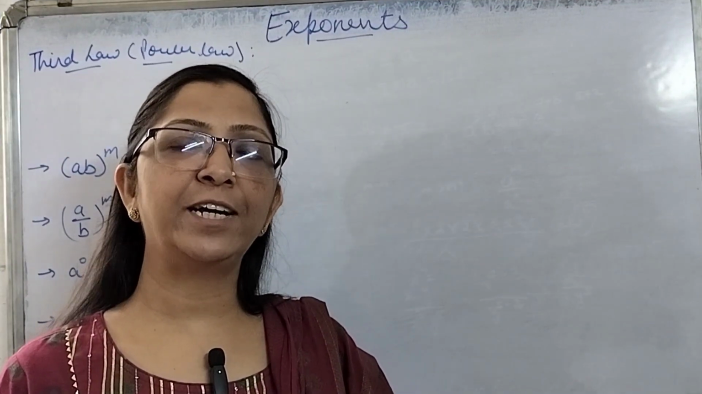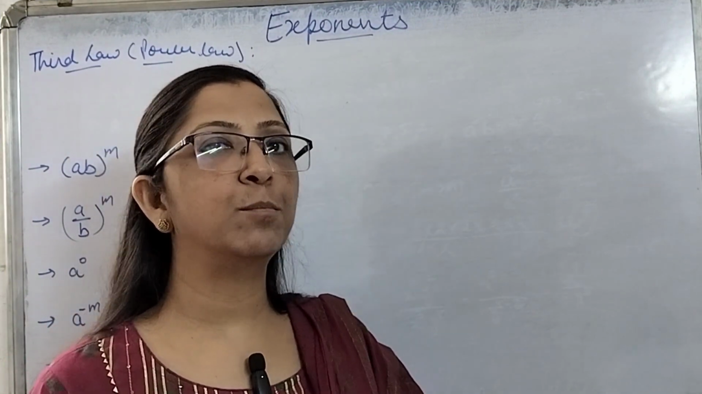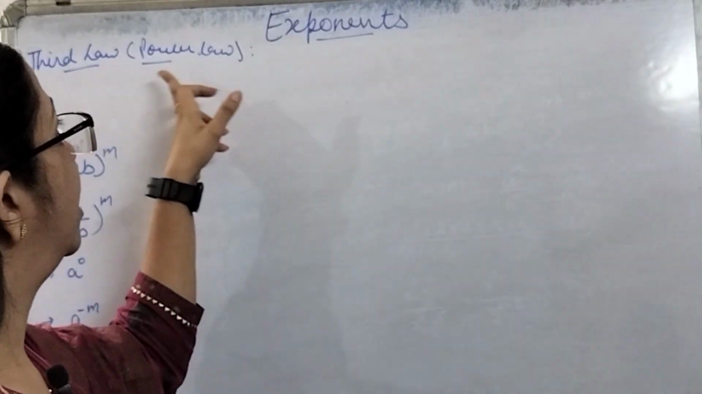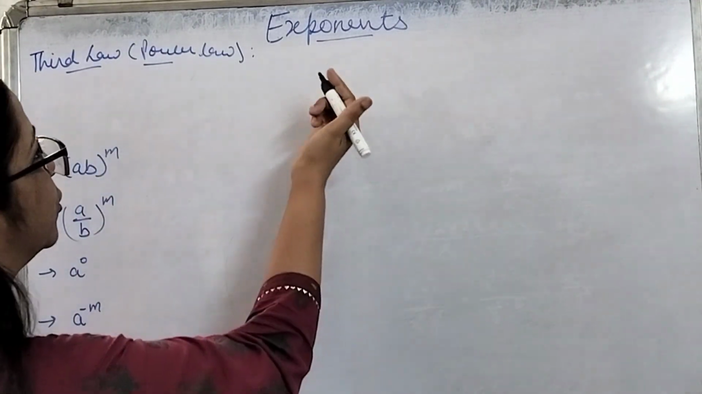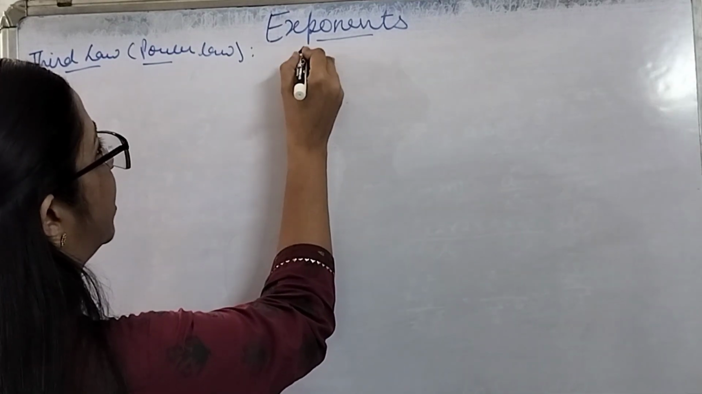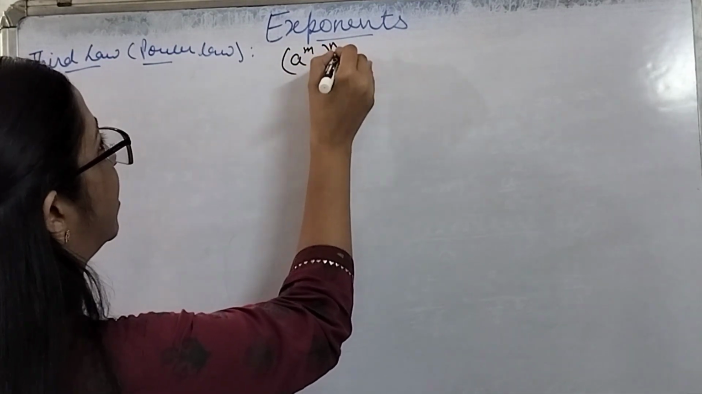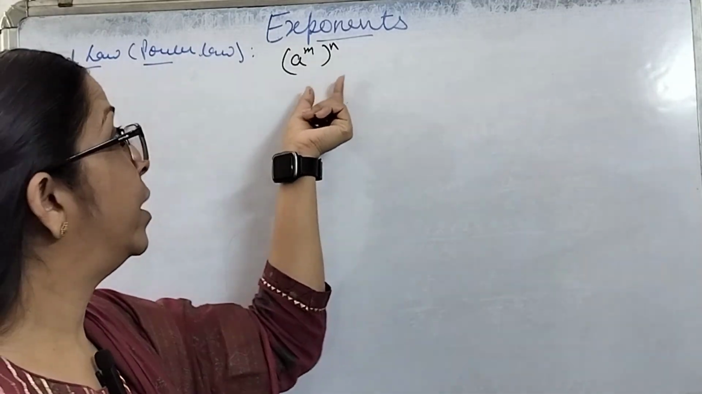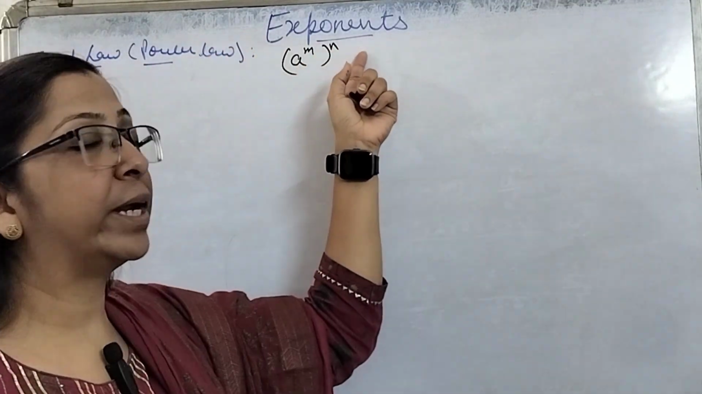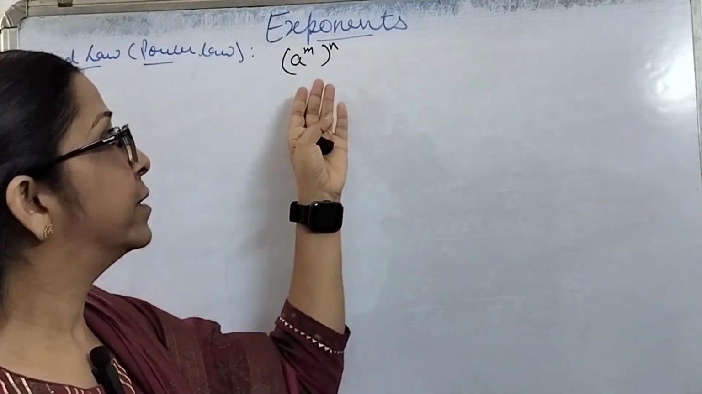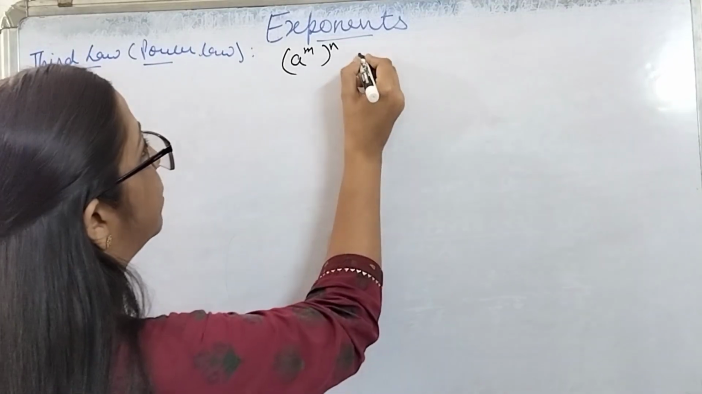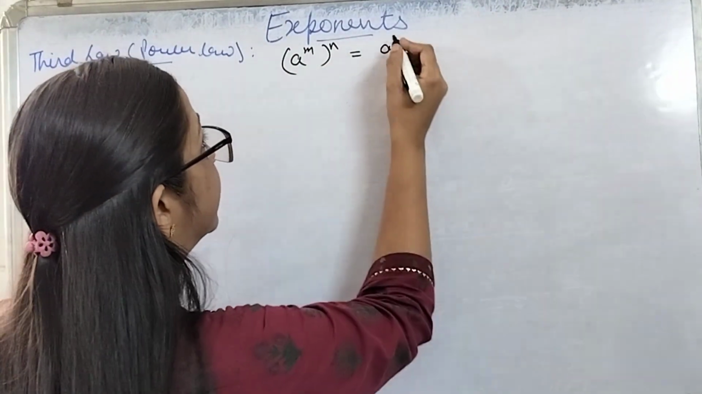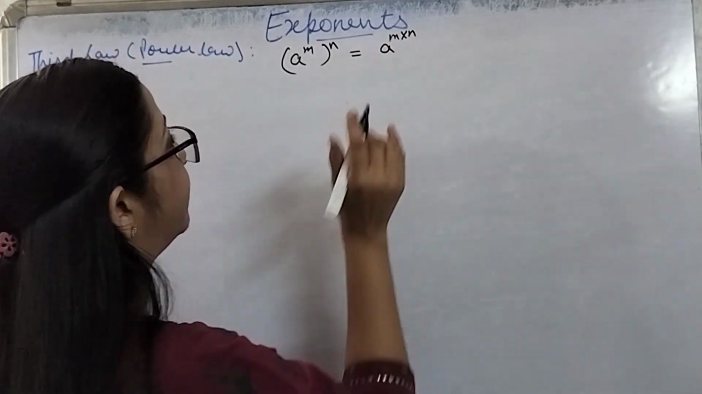After learning the product and the quotient law, let's understand some more laws related to exponents. So the third law is the power law. According to the power law, suppose there is a number say a raised to the power m and the whole raised to the power n. That means if there is any number in the exponential form and it has one more index or one more power, then we will be keeping the base the same and the index will be the product of both the indexes. That means m multiplied by n.